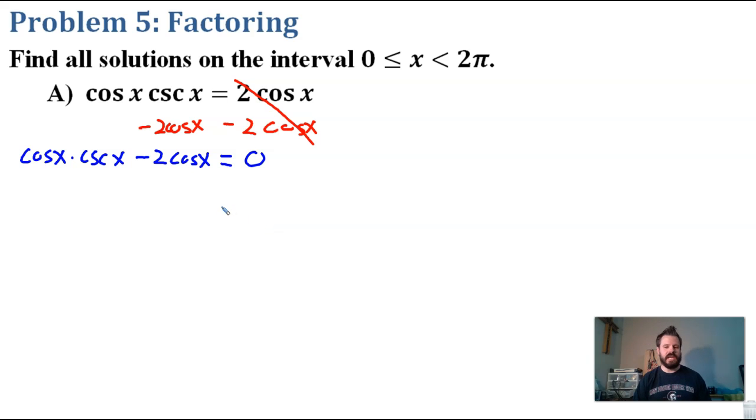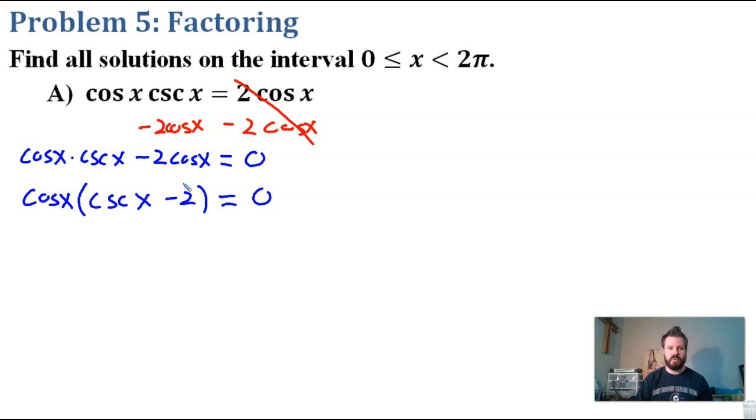Like I said, to get the cosine and the cosecant separated, I need to factor these. Notice both these terms have a cosine in them, so I can factor that out. I can rewrite this as cosine x times the quantity of cosecant x minus 2 is equal to 0. Because if I distributed back, cosine times cosecant would give me the cosine cosecant. Cosine times negative 2 would give me that negative 2 cosine x.